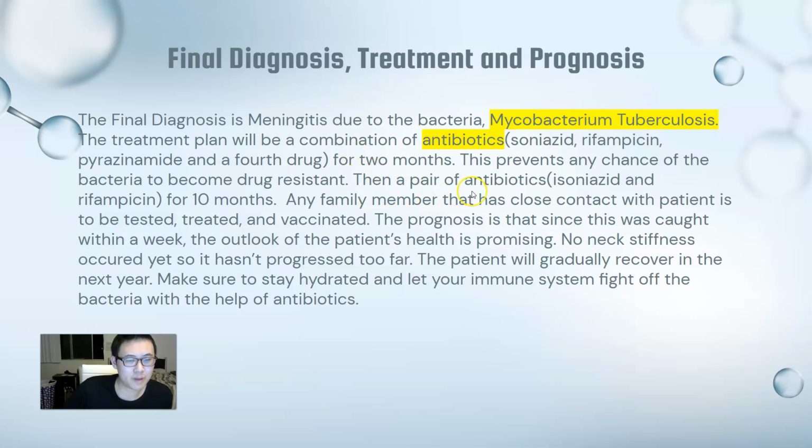And then a pair of antibiotics will be given for 10 months in order to be certain that this bacteria doesn't come back. Any family member that has been in close contact with the patient is to be tested, treated, and vaccinated. The prognosis is that since this was caught within a week, the outlook of the patient's health is promising.